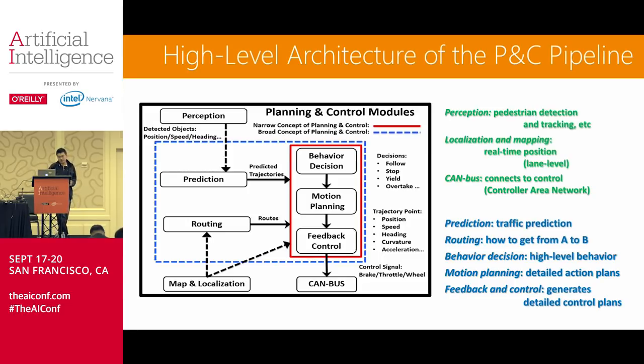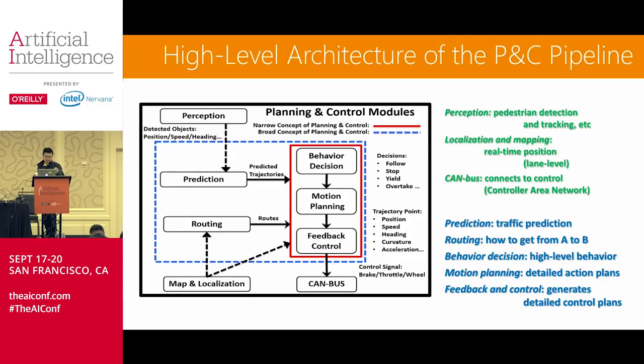of planning and control. You have two inputs, perception and localization. Perception gives you the objects that are detected, and localization gives you the current location of the vehicle. Then it goes through two steps. The first one is prediction. If you detect a person in front of you, the next thing you want to do is predict this person's next location so that you don't hit him. And then routing. In routing, you take the localization information and plan a route such that you can go from point A to point B.